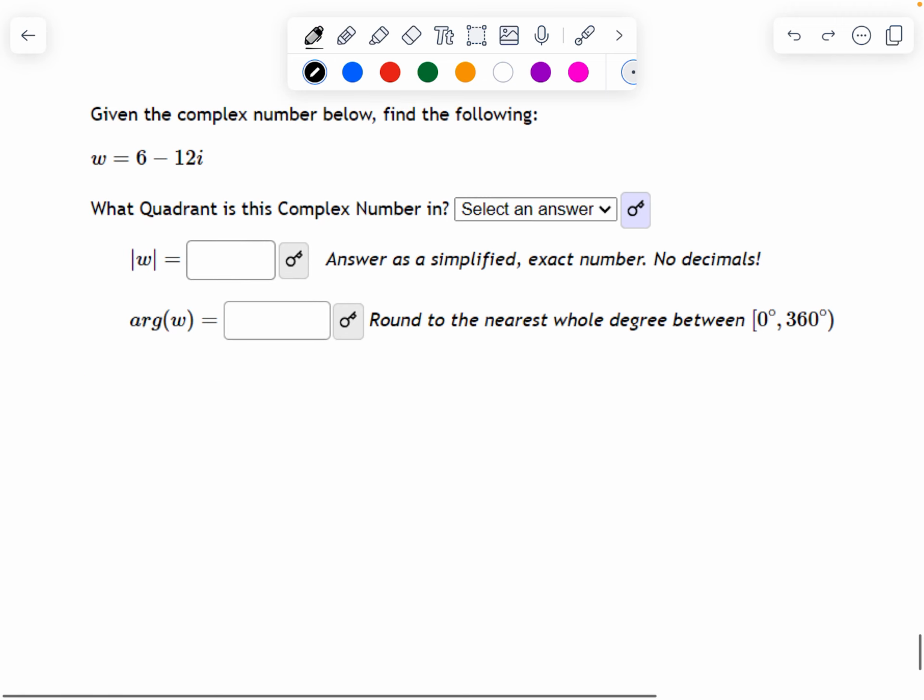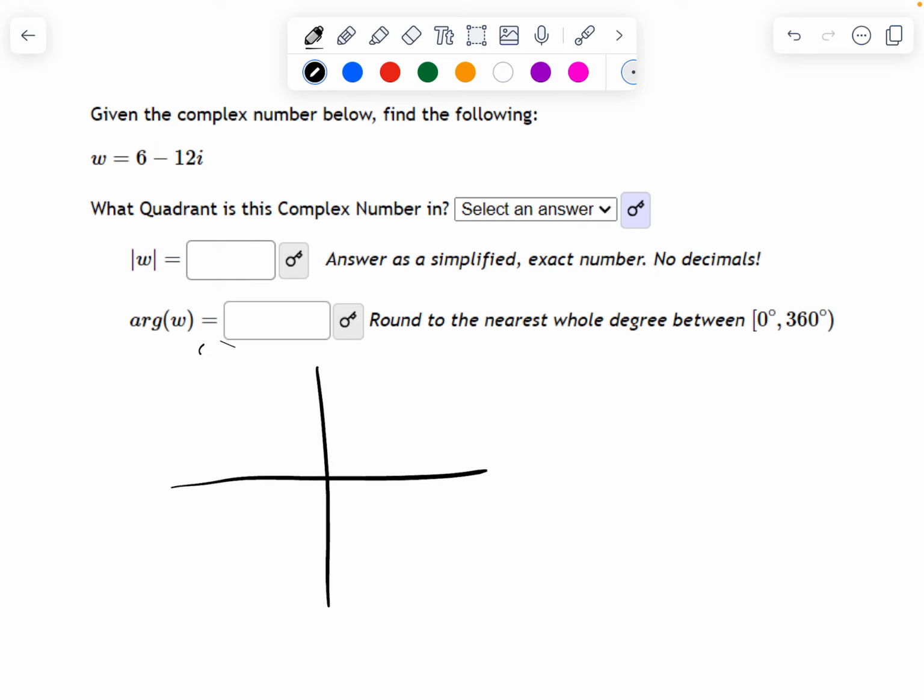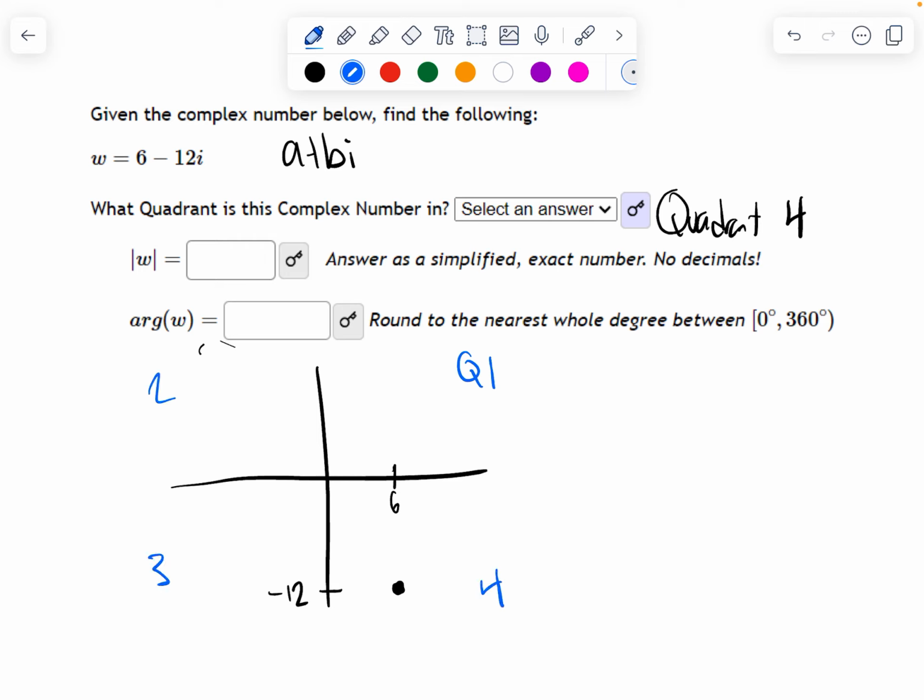So first off, in order to find the quadrant, graph the complex number, right? It's a comma b, so a plus bi, the real comma imaginary. So we have 6, so we're going right 6. I'll put 6 about there. And then we're going down 12. So your complex number will be there, where we're going a to the right and b down. That means that our complex number is in quadrant 4. Remember, quadrants move counterclockwise, so quadrant 1, 2, 3, and 4.